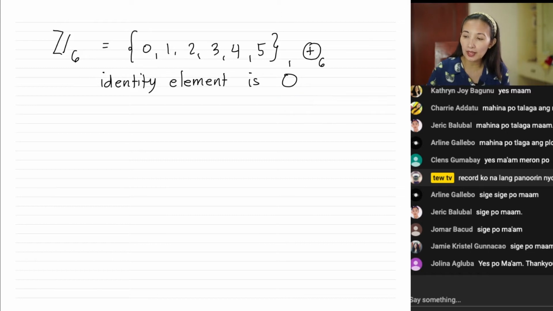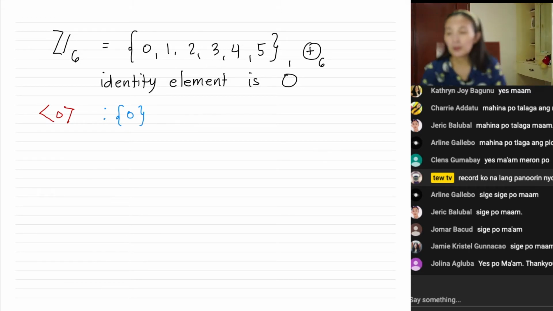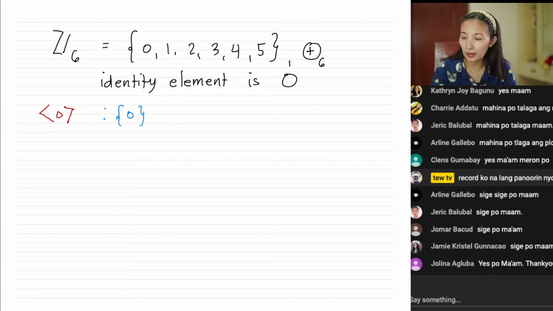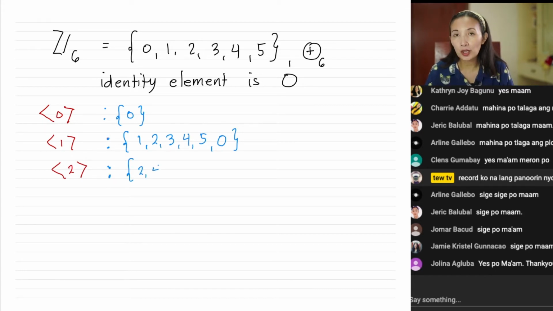Let's begin with 0. If I add 0 to itself several times, I'll end up with just the element 0. Nothing more. Now, we move on to the next element, 1. Adding 1 to itself several times will yield 1 plus 1 is 2, plus 1 is 3, plus 1 is 4, plus 1 is 5, plus 1 is 6. However, this is modulo 6, so 0. What about 2? 2 plus 2 is 4. 4 plus 2 is 6, which modulo 6 is 0. Then 0 plus 2 is 2, and we get back to the first element. So we stop there.